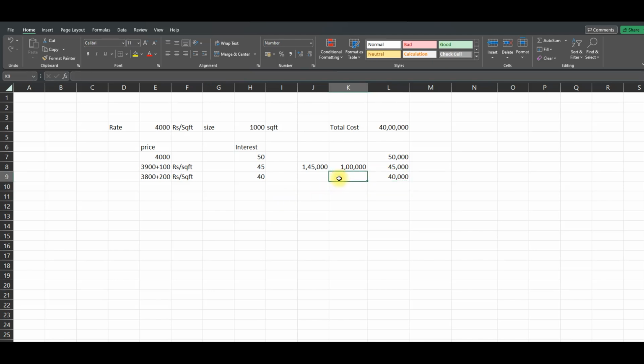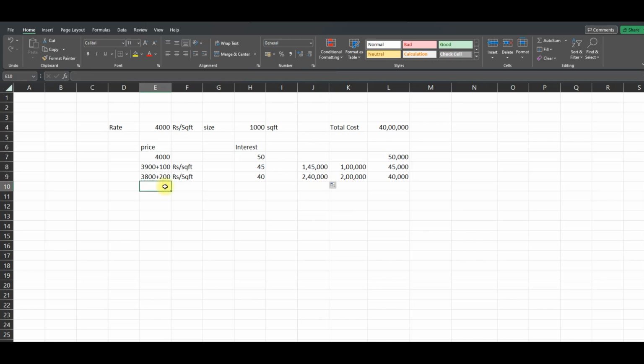Now again this 200 multiplied by 1000 is equal to how much? 2 lakhs. So what is the total amount now? Equal to 2 lakh plus 40,000, that is equal to 2,40,000. This is the total amount of money that you are going to pay to the seller.